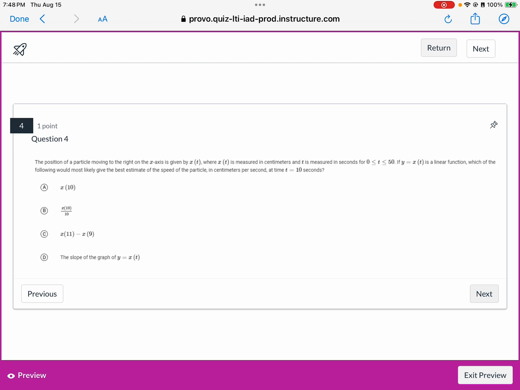Which of the following would most likely give the best estimate of the speed of the particle in centimeters per second at time t equals 10? So here are some options. I think you guys can do this one pretty easily. I'm just going to point out that the speed of a particle, if it's a linear function, is going to be constant. Remember, speed is talking about the slope of a secant line, but there's not really a secant line because it's a linear function. So hopefully you get what I'm saying.